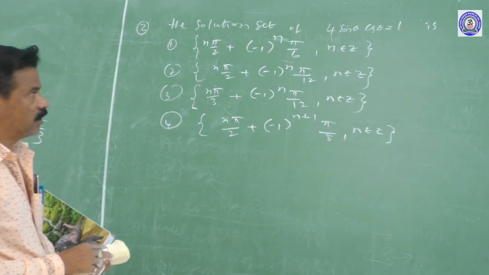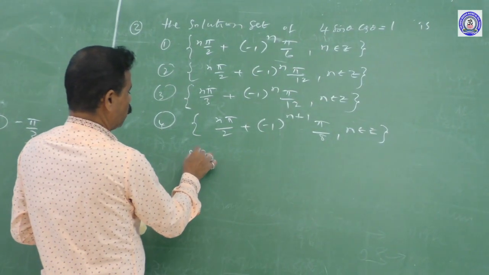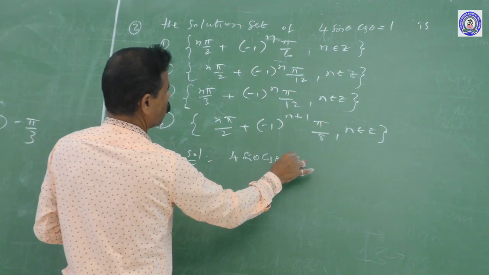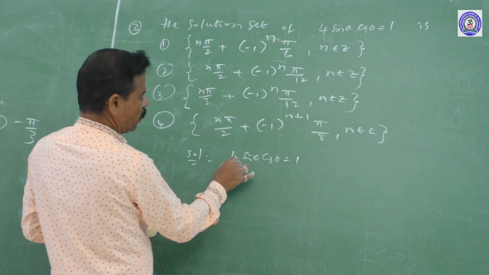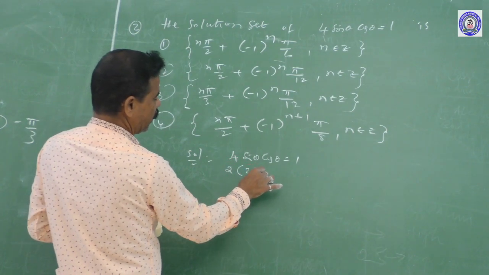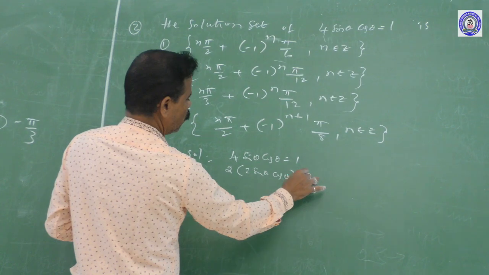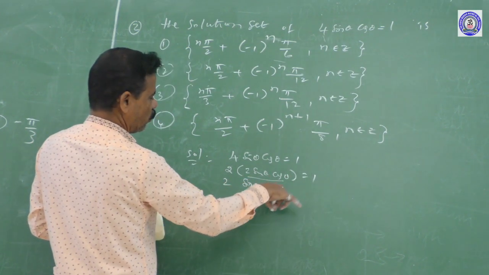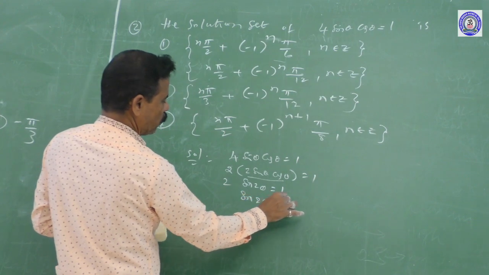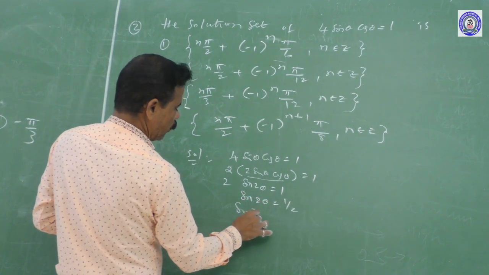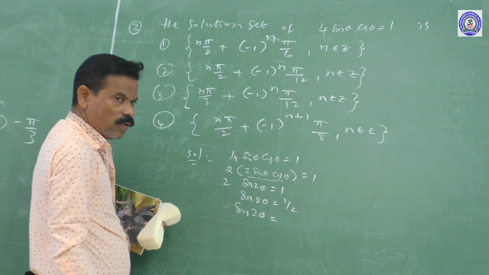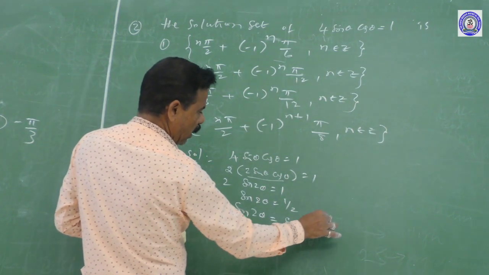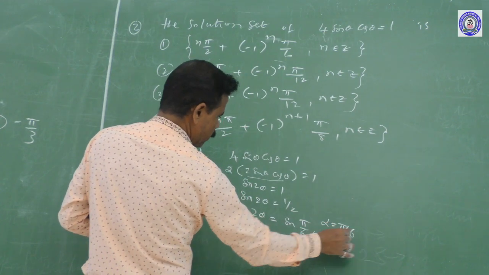Solution set is asked here. 4 sin theta cos theta is equal to 1 is given. So this 4 is written as 2 into 2 sin theta cos theta is equal to 1. This is sin 2 theta is equal to 1. Sin 2 theta is equal to 1 by 2, which is sin 30 degrees, that is π by 6. So here alpha is equal to π by 6.